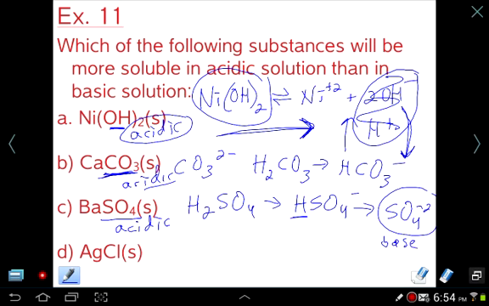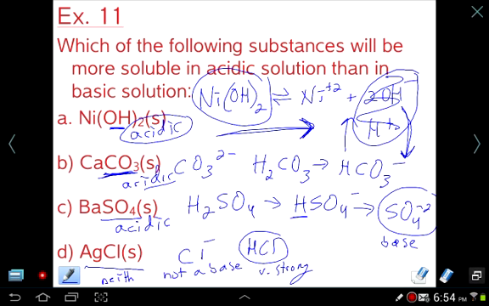Now if you take a look at silver chloride, it's also solid, however chloride is not a base. It's the conjugate of HCl, which is a very strong acid, very strong. And so neither acid nor base will affect it. So actually here we'll say neither for silver chloride. And hopefully this idea makes sense.